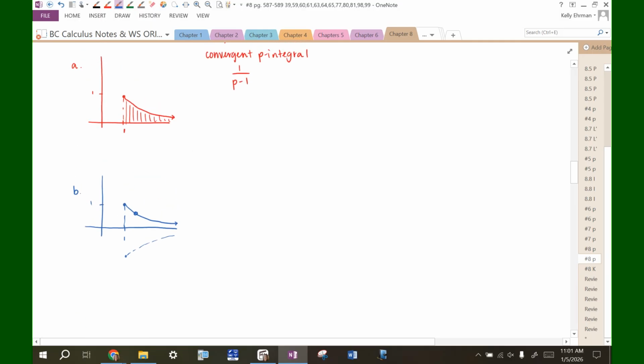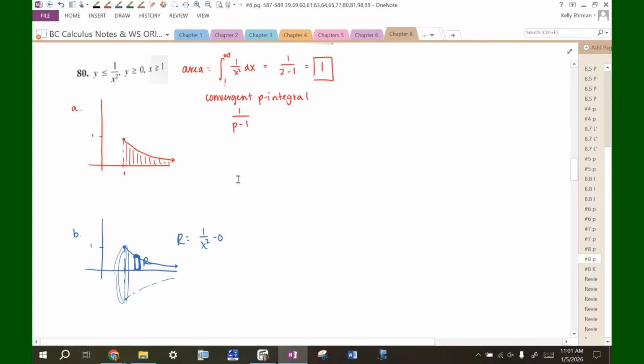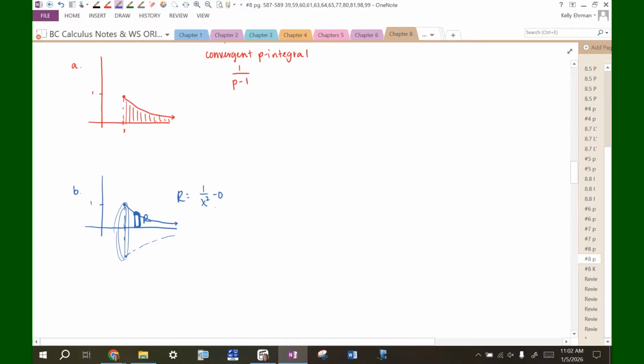So this is disk. There's no negative space here, so there's just an R. This will form some sort of funnel type thing. R is top minus axis of revolution, so 1 over x squared minus 0. And remember, when you're rotating like this, the volume is pi times the integral from 1 to infinity of r squared.